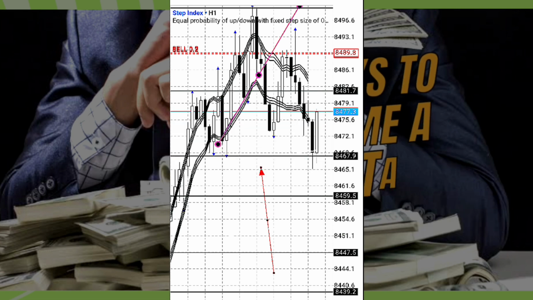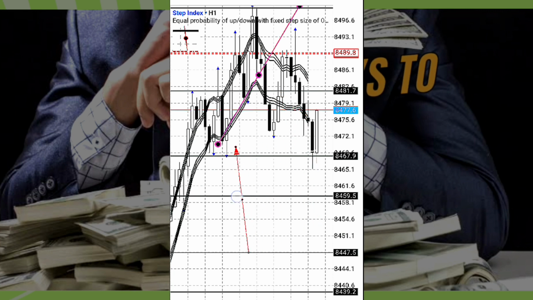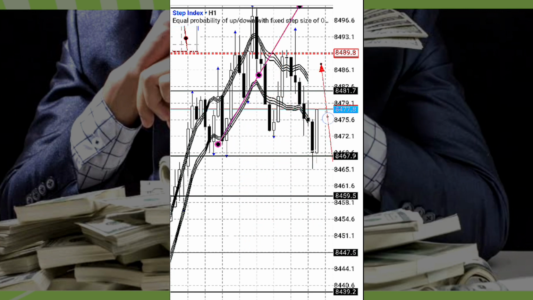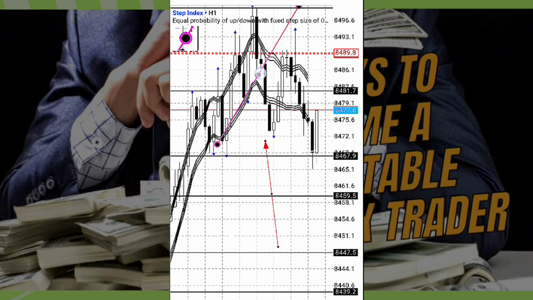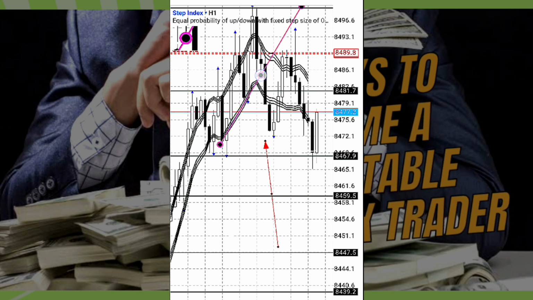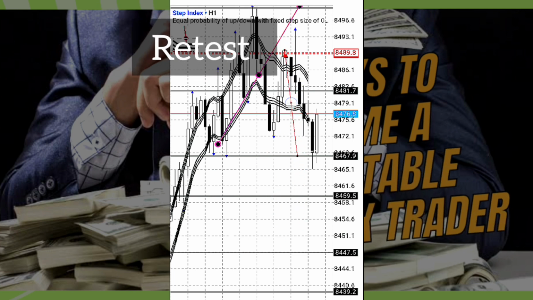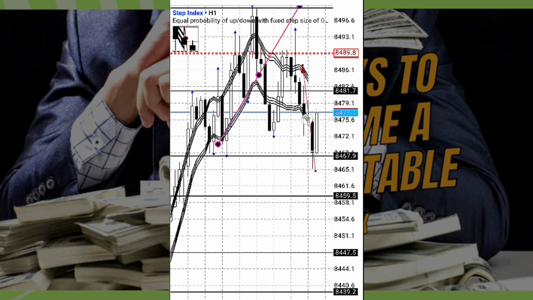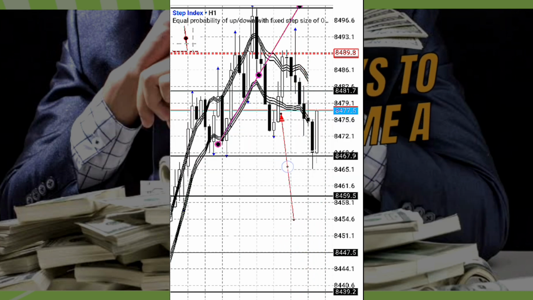Once you see this structure, with the indicator I've already given you, all you need to do is get a straight line and allow it to cross through to the top. Then leave it and watch the market retest on the line. Once the market retests on the line, all you need to do is take your sell down. That's exactly what I did.